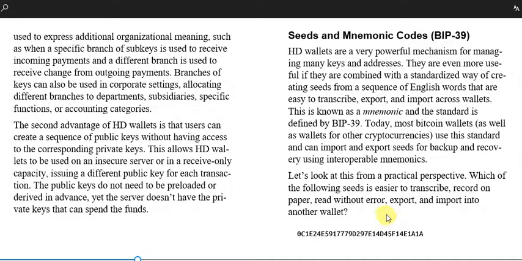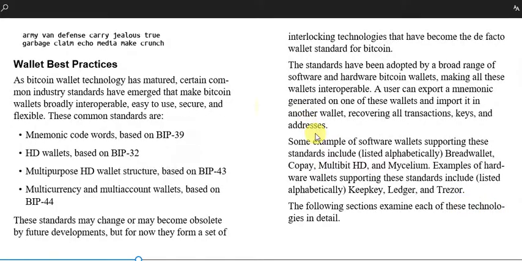Let's look at this from a practical perspective. Which of the following seeds is easier to transcribe, record on paper, read without error, export, and import into another wallet? 0C1E24E591779D297E14D45F14E1A1A. Army Van Defense Carry Jealous True Garbage Claim Echo Media Make Crunch.